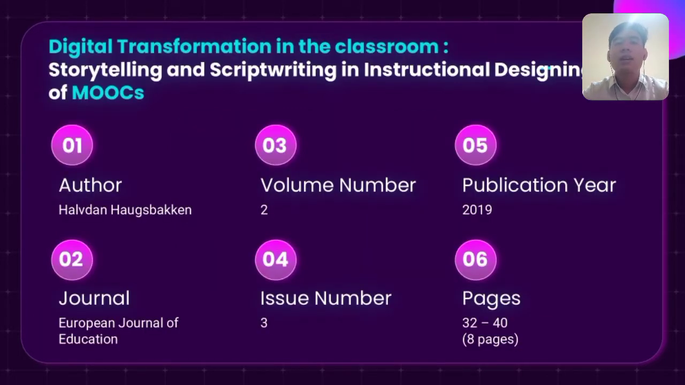In this slide, I will explain about the article that I chose for this presentation. So the title is Digital Transformation in the Classroom, Storytelling and Scriptwriting in Instructional Designing of MOOCs. And the author is Halfdan Hawks-Bacon, and the journal is from European Journal of Education, volume number 2, issue number 3, and publication year 2019, and the total pages is 5 pages and start from 32 to 40.